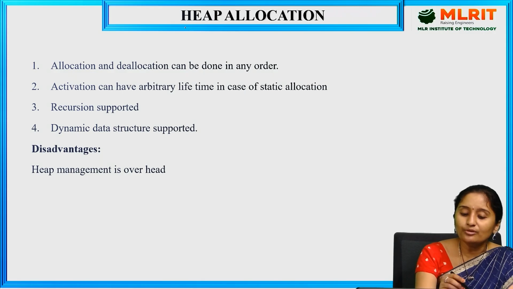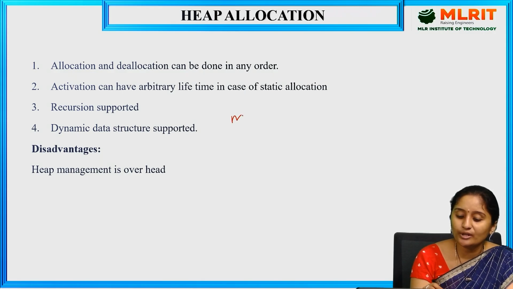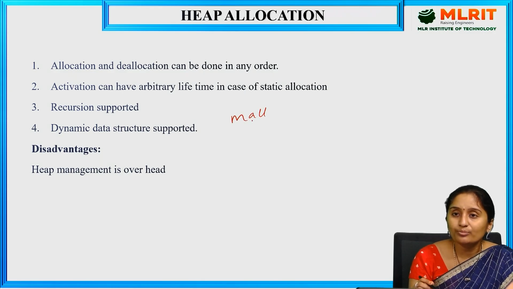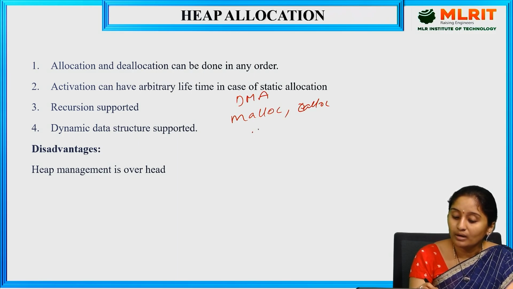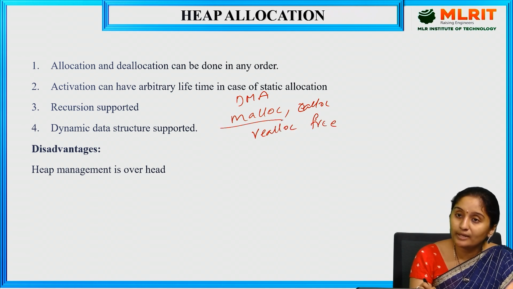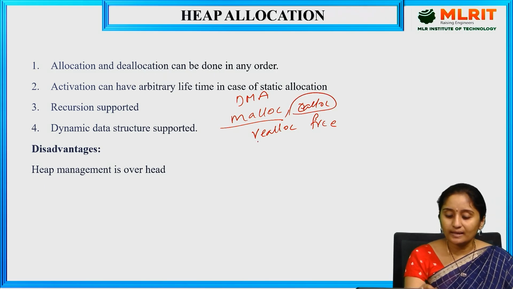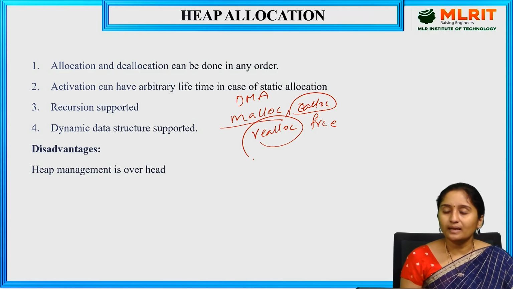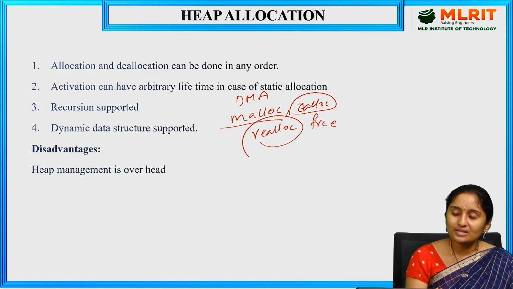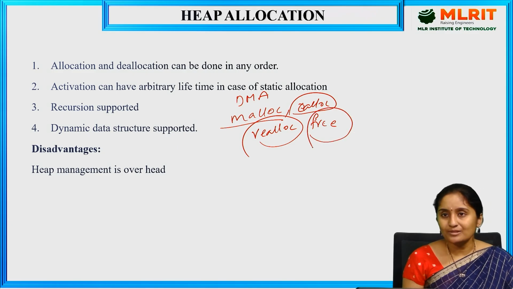Here, when I'm going to discuss heap allocation, dynamic memory allocation is done. I can use malloc or calloc or realloc or free. The memory can be allocated by using malloc, or by using calloc, or if the allocated memory is not sufficient, I can realloc, that is, I can increase or decrease the size of the memory. Once the execution is completed, I can free that space.